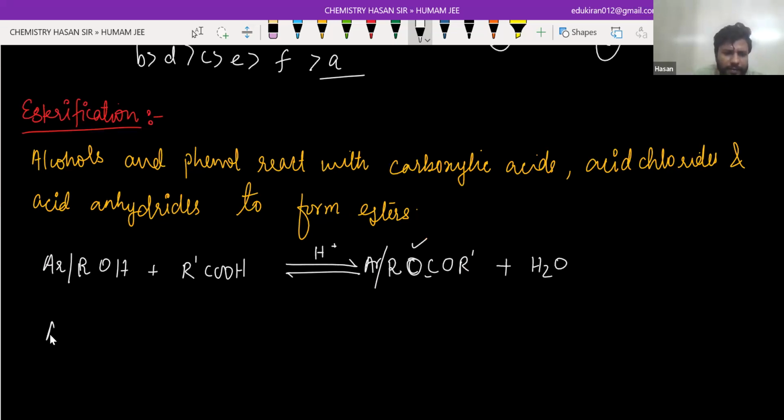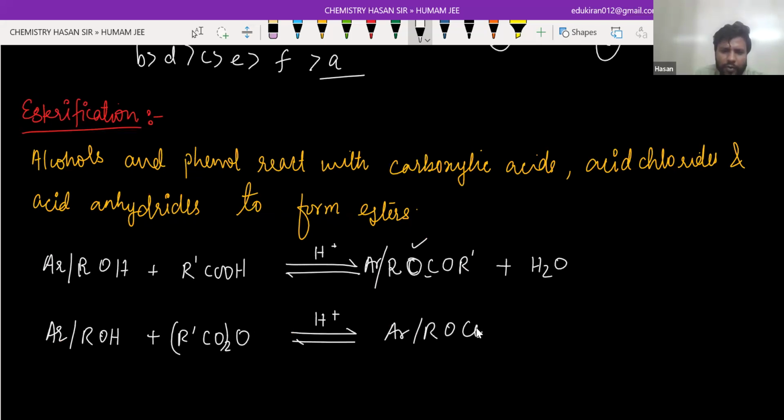After that, if you have ArOH or ROH, alcohol or phenol, and you react with an acid anhydride, (RCO) whole twice O, this reaction also takes place with H plus, and then you will get ArOCOR' or ROCOR' plus, since 2 moles are there, it becomes directly a carboxylic acid.